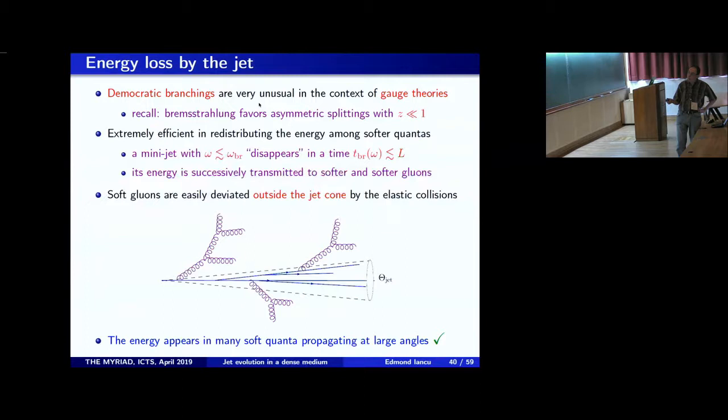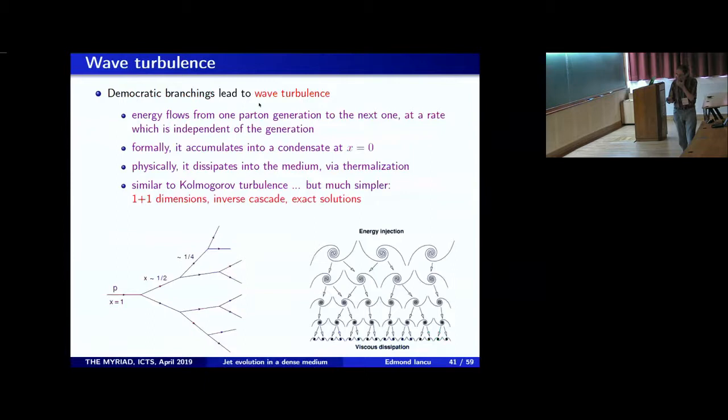So this energy given by the typical energy loss by the leading particle is also automatic energy loss by the whole jet, because even if the primary gluon was inside the jet, the secondary gluon and so on are bound to be eventually out of the jet because they become arbitrarily soft. So the energy taken by this primary gluon eventually appears in many soft quanta propagating at large angles, which is precisely what we need for explaining the asymmetry at the LHC. And this dynamics also has a nice mathematical connection, which is also related to what Sharma was speaking about, with the phenomenon of turbulence.